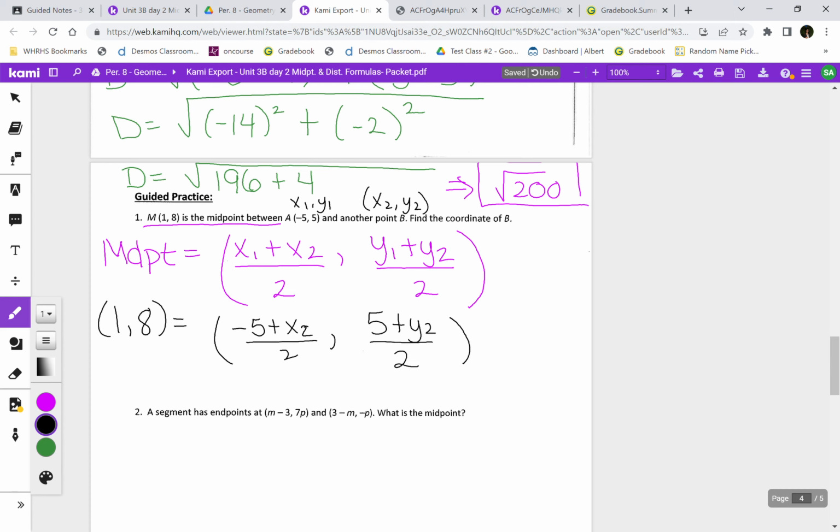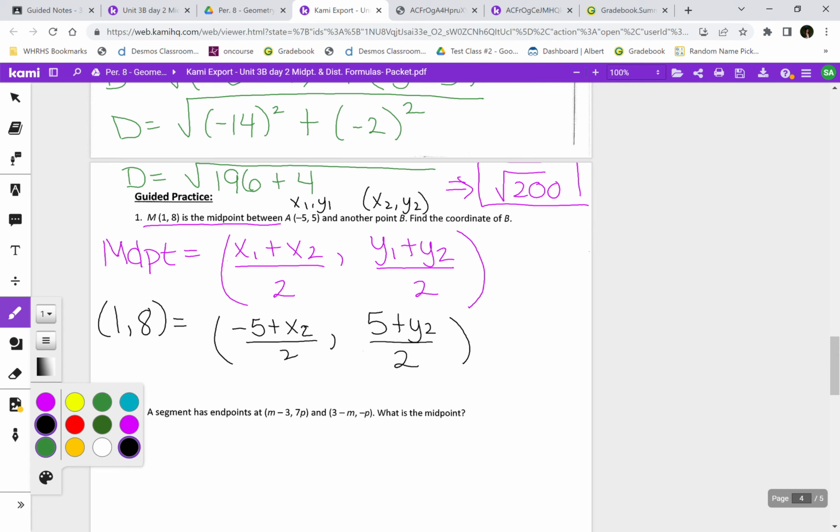I'm going to stop here right now. I need to make sure everybody understands why I put all these numbers where I did. Does anybody not understand why I put every number that I put down? We're all okay? Okay, so now what do we do next?